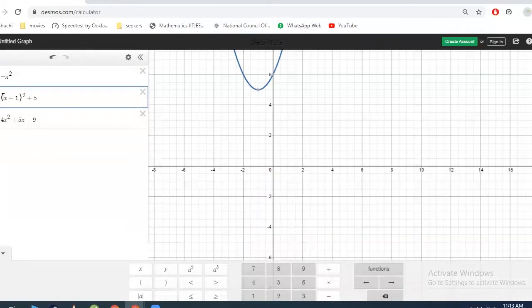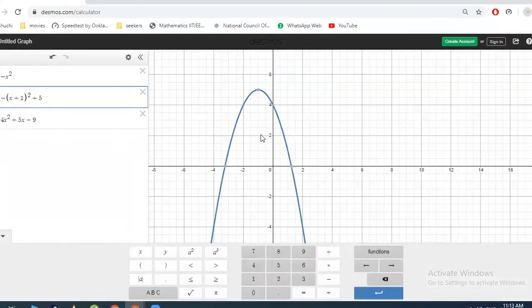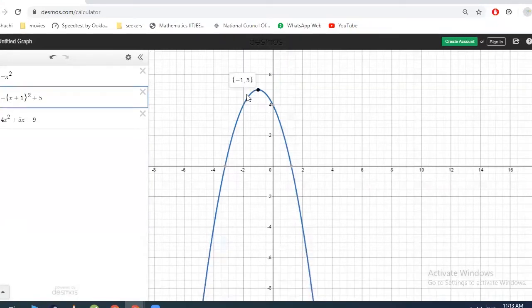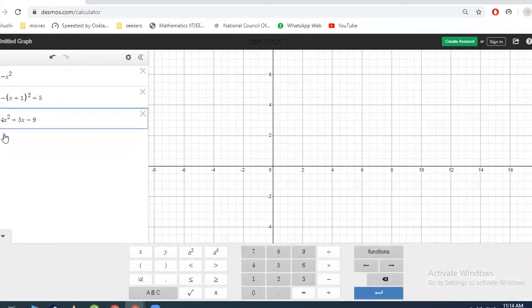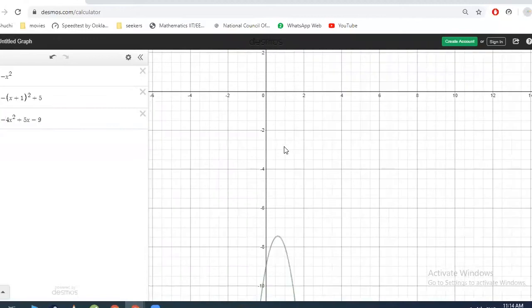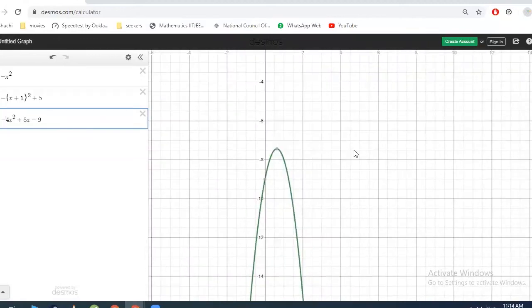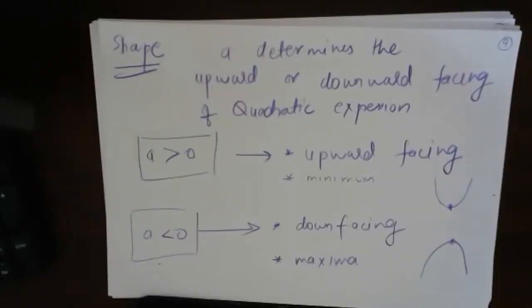Here also, if I substitute this with minus, again downward facing, it will have a maximum point. What is the maximum point? -1, -1, 5, right? In the third case, it was 4x square. I will simply substitute 4 with -4. Let's see what we will get. We will get again a maximum point. Maximum point will be this. Every other point will be lower. Everybody understood? Okay, fine. So this was the explanation.